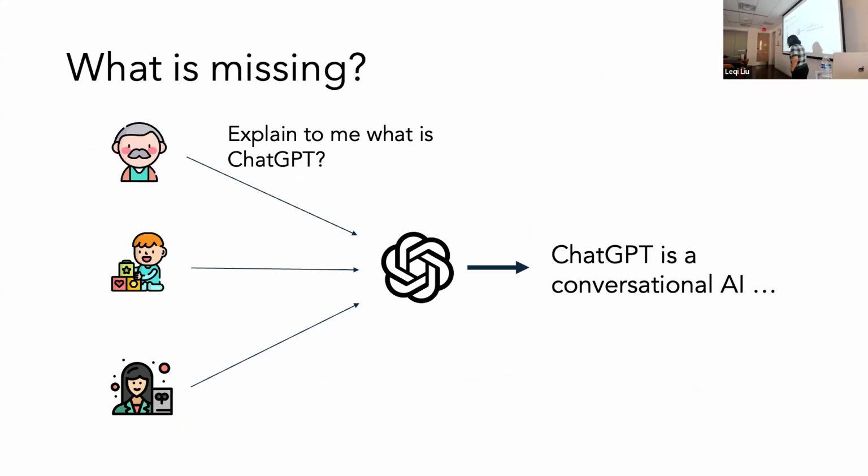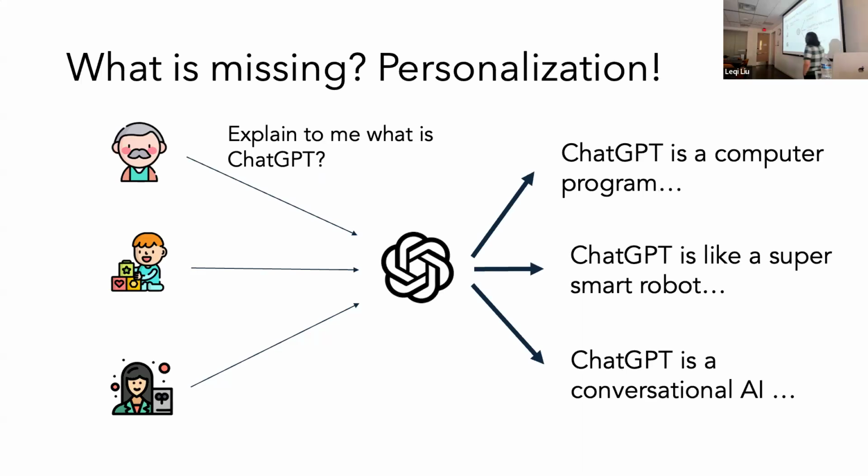Which enters the first topic we're going to discuss, which is personalization. So when someone asks, explain to me what is ChatGPT, there are different ways we may expect it to answer. But without knowing explicitly who these users are and what their prior dialogue with ChatGPT is, it would just reply with the generic one, which is ChatGPT is a conversational AI. However, behind this query, this prompt, there could be different persons. It could be an old grandpa. In that case, we may expect the response to be, ChatGPT is a computer program that does certain things.